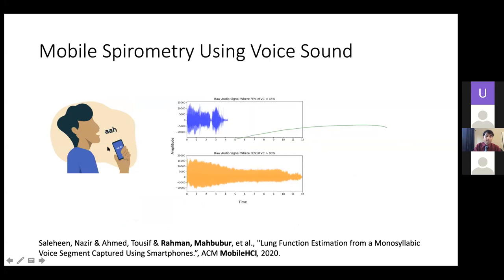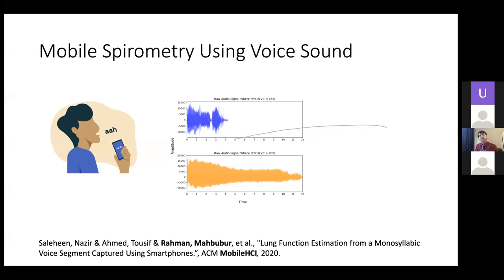And then another one is using voice sound, we can do the same thing. For example, here, I was showing how we can forcefully breathe into the phone, and then we can estimate the lung function, lung capacity.